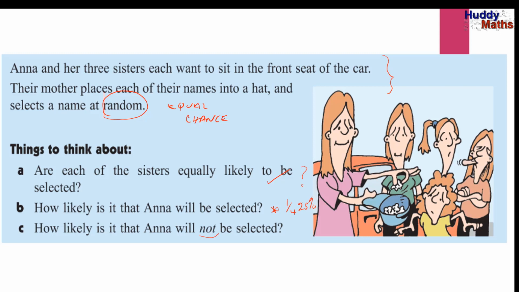How likely is it that she won't be selected? Well, that's one of the chances. That's a chance of one of the other 3 girls being selected. So that must be 3/4. I'm getting the idea. If it's not her, it's got to be one of the others.